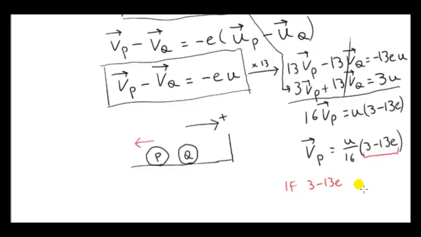So if 3 minus 13e is positive, well, Vp would be positive and P will move to the right after the first collision. But what does this mean? What value is E? Well, if we do some rearranging here, subtract 3 from both sides and divide both sides by minus 13, so the greater than becomes less than. Divide both sides by a negative. If E is less than 3 over 13, this is the situation. Vp is to the right. You can see obviously that if E is greater than 3 over 13, then P is moving to the left.